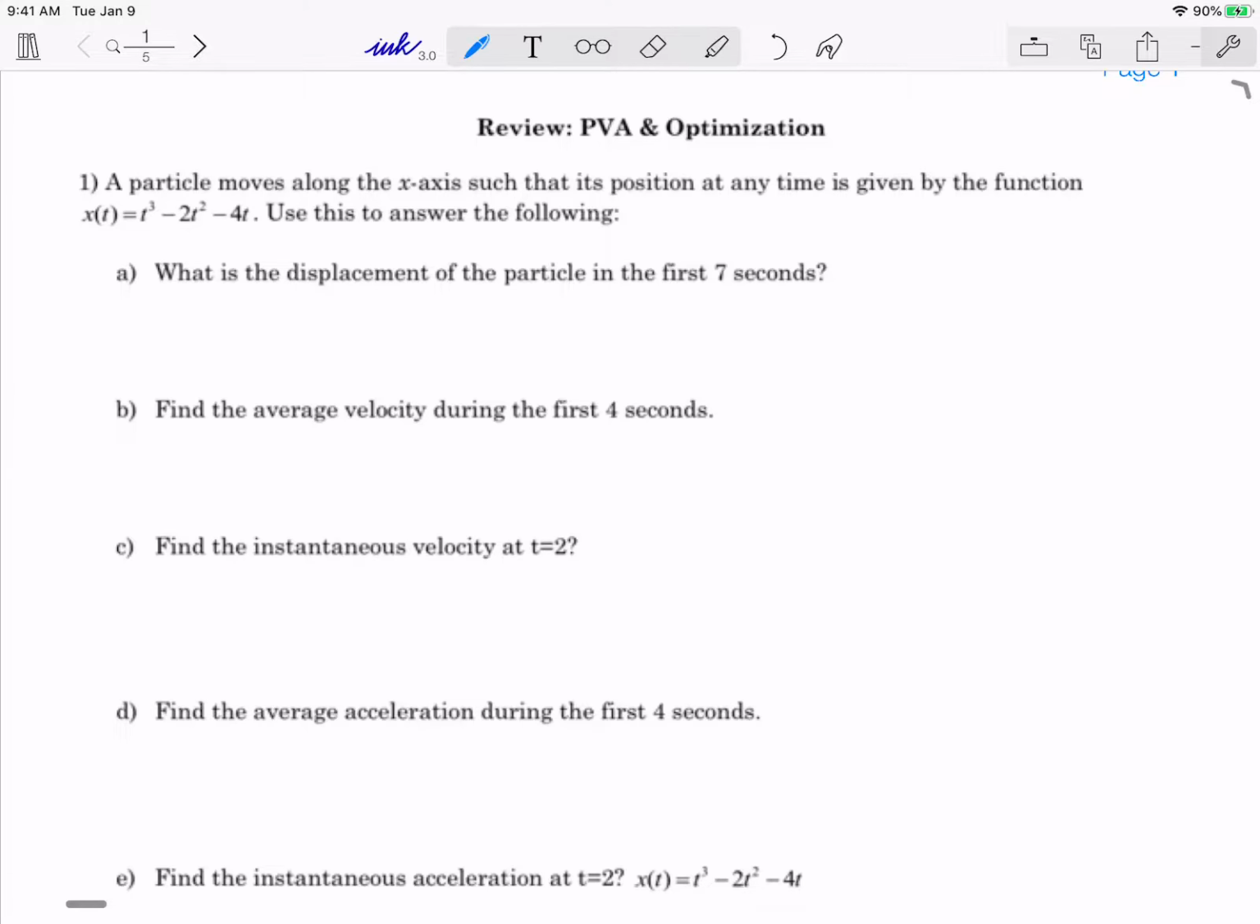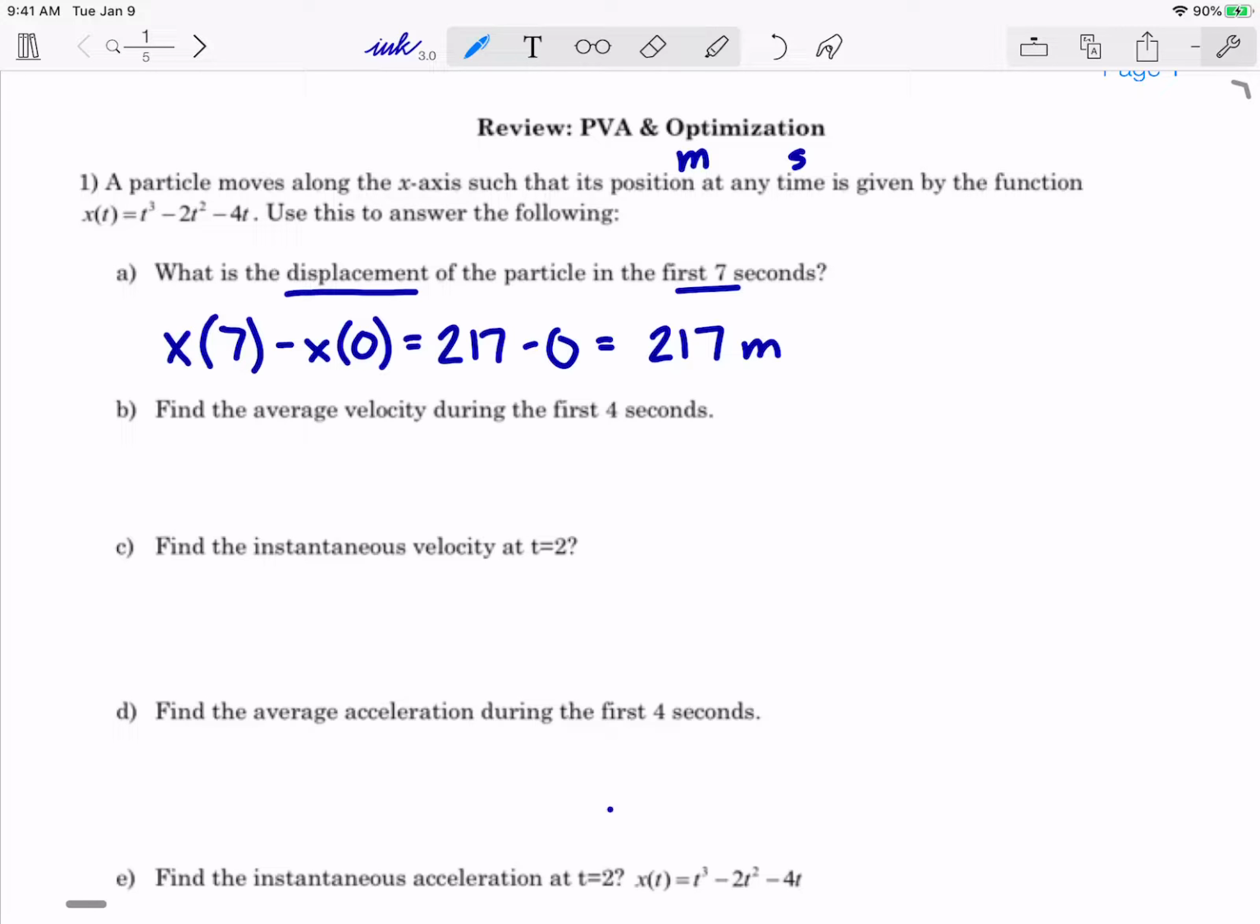So the first thing we want to compute is the displacement of the particle in the first 7 seconds. When we want to find displacement, we just need to figure out how far it is from its original position. So we're going to compute x of 7 minus x of 0. I trust you can plug those values in. You end up with 217 minus 0. I'm going to give this units. We're going to say the position is in meters and the time is in seconds. So my displacement will be equal to 217 meters. Be sure to pay attention to the units that the problem gives you. Displacement should be in units of length.